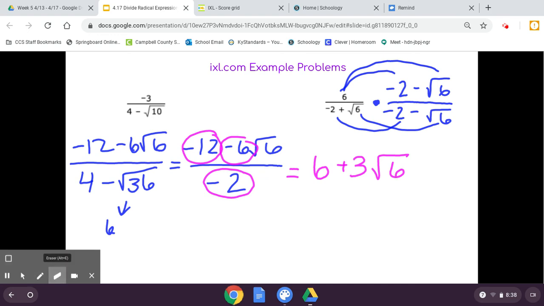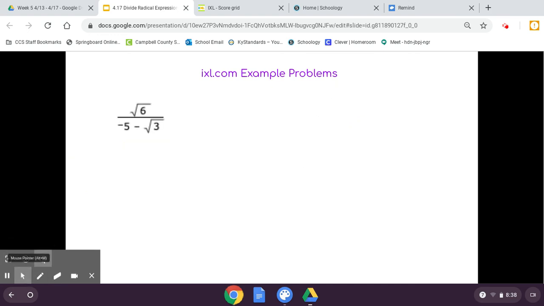Just make sure you write stuff down. I know a lot of you have been trying to do it without writing stuff down, and you've been running into a lot of problems. So please, please, please write your stuff down.